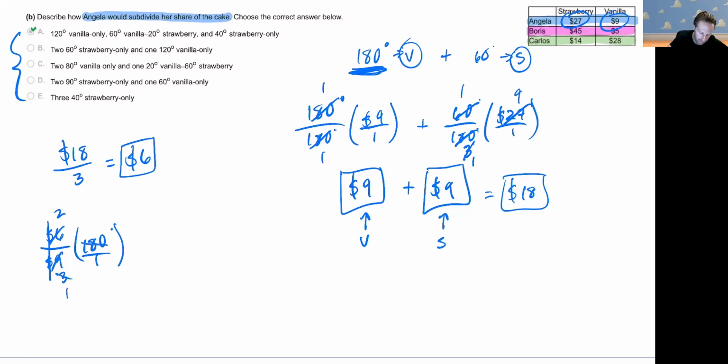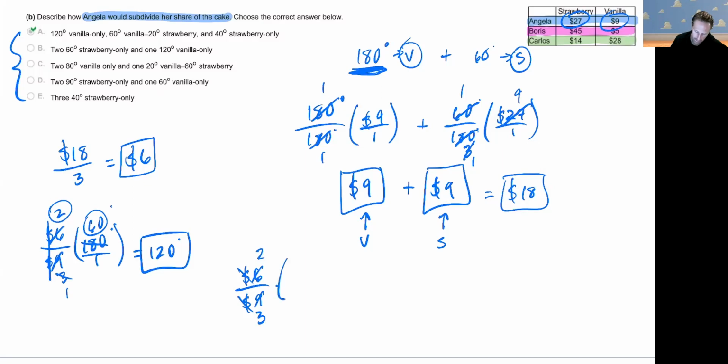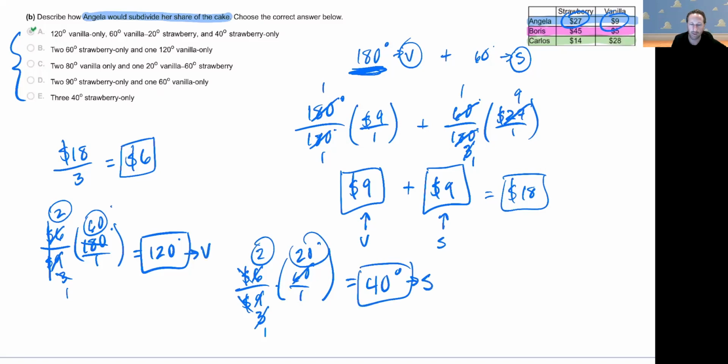And we know that 3 goes into this 180 60 times. So 2 times that gives us 120 degrees. And if we do the same thing for the strawberry slice, we know that again it was $6 out of the 9, so that will cancel, as will these, to be that 2/3 again of our 60-degree strawberry slice. And so again, 3 will go into that 20 degrees, and so we'll be left with 2 times 20, which is 40 degrees for the strawberry slice, and 120 for the vanilla.